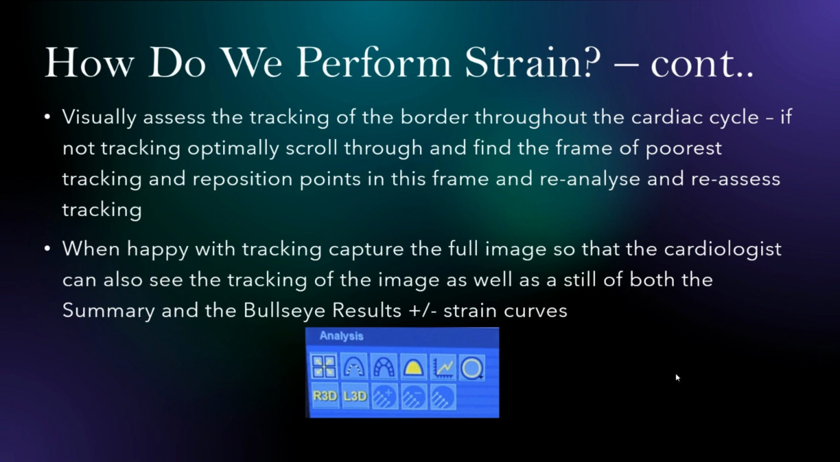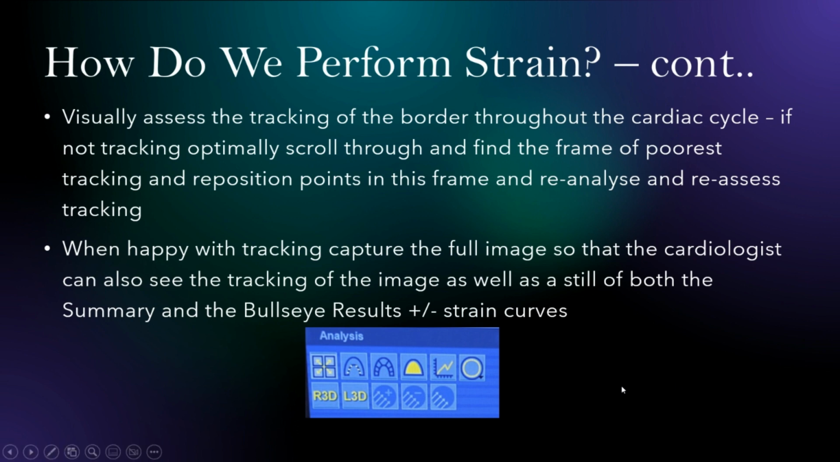Once we are running analysis, then we need to have a look at the border and see how well it really does move through the cardiac cycle. It may look quite good in diastole, but then you might notice the points disappear into somewhere strange in systole. The best thing I find to do is, if you find a frame where it's really tracking badly, scroll through to around there and reposition the cursor points in that frame. When you're happy, then you're going to capture that picture as well, and you want to be able to demonstrate so the cardiologist can actually see the strain through it.